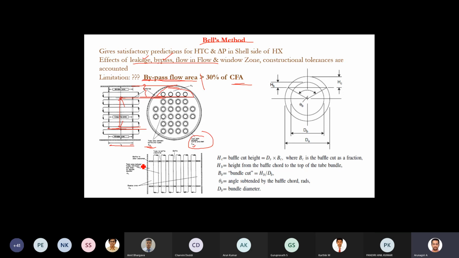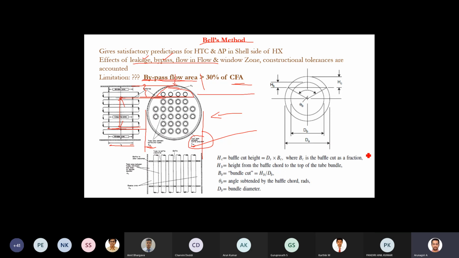In this baffle to shell clearance, if you see from the top, this will be your heat exchanger. This is the top view, this is the side view. This is another side. This is your elevation. This is your plan. If you see from the top, it will be like this. If you see the side view of this, you will get this view. Just imagine how it would be.